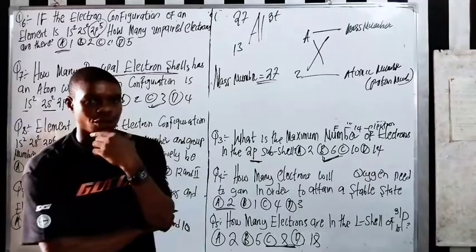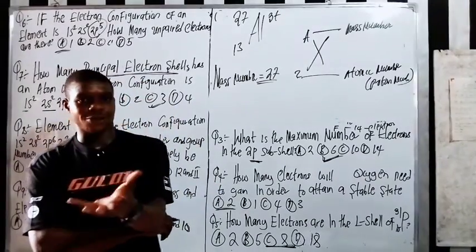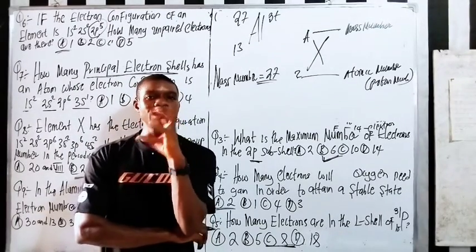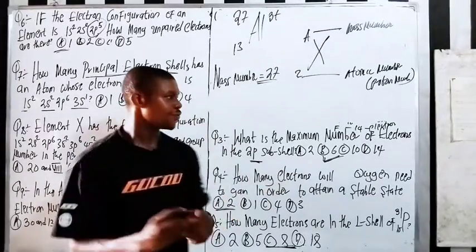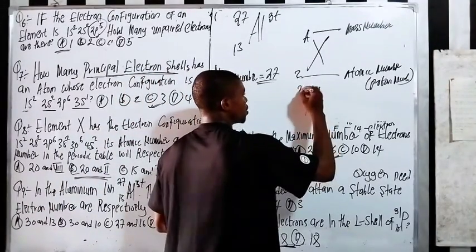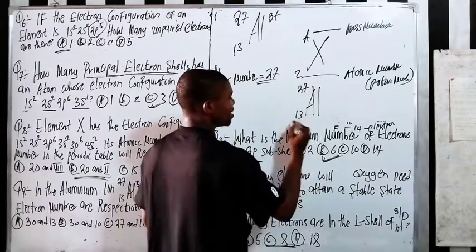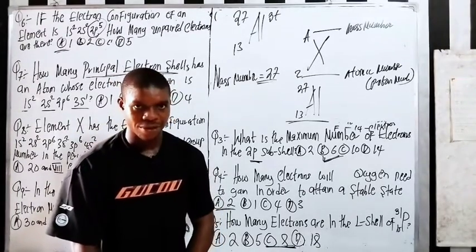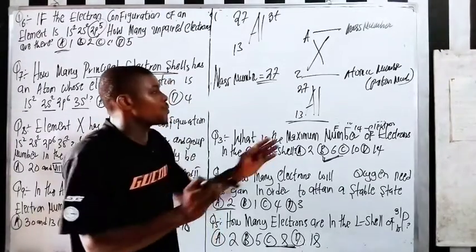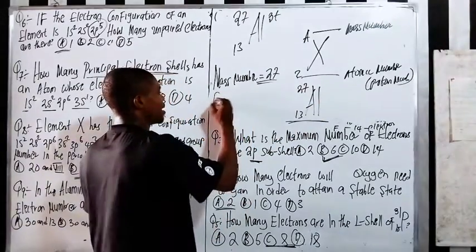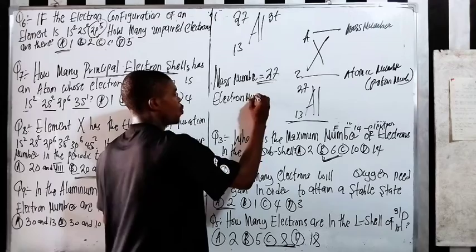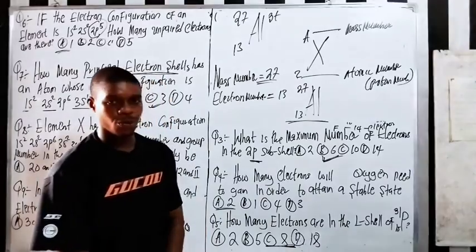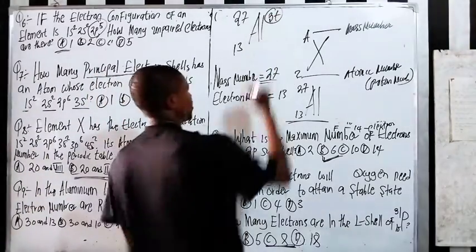Now, how do I get my electron number? Look at something here. What do you mean by a neutral atom? A neutral atom means that it does not have any charge. For example, here we have aluminium, Al 27 and 13. This is a neutral atom. In a neutral atom, the proton number and the electron number are the same. So the electron number here would have been 13.